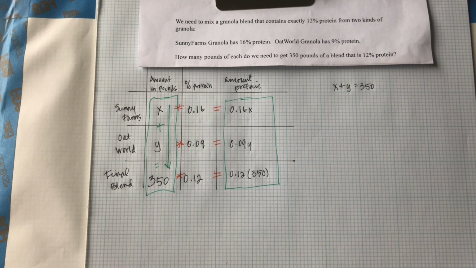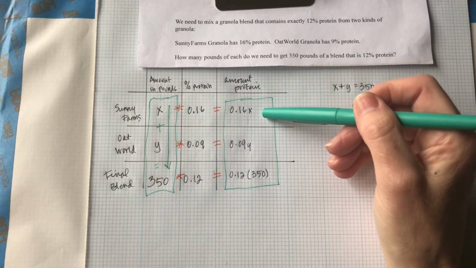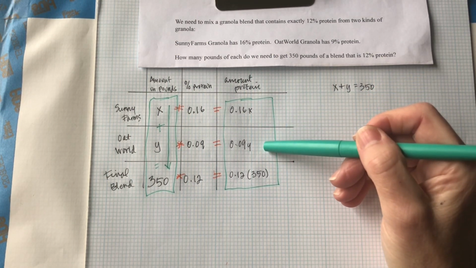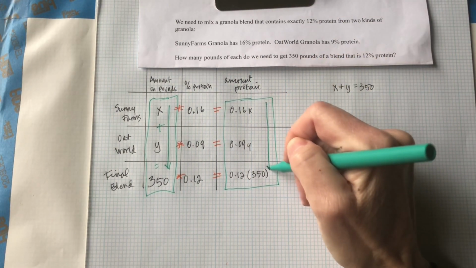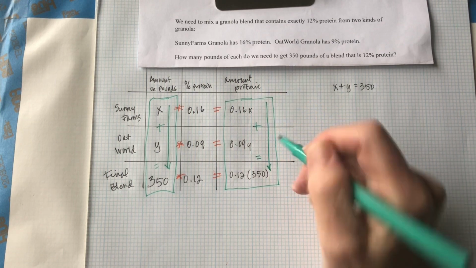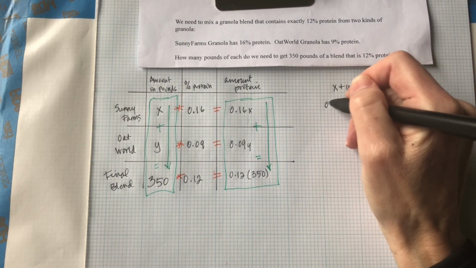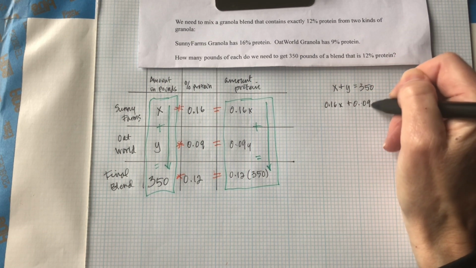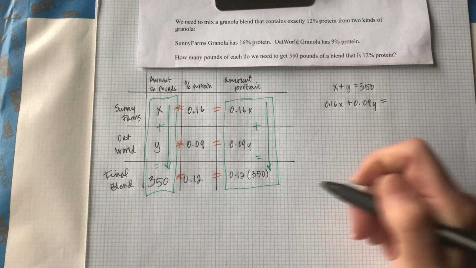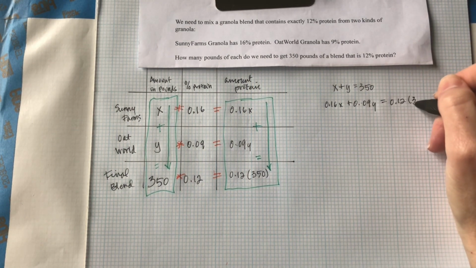So we're going to do the same thing right over here. We're going to say, well, this protein amount and this protein amount have to add up to this protein amount. So we're going to add those and make an equation out of that information. So that's 0.16x plus 0.09y equals this amount here, 0.12 times 350.